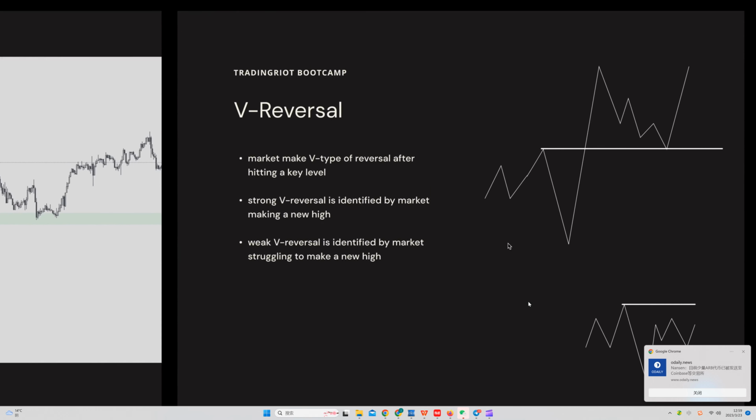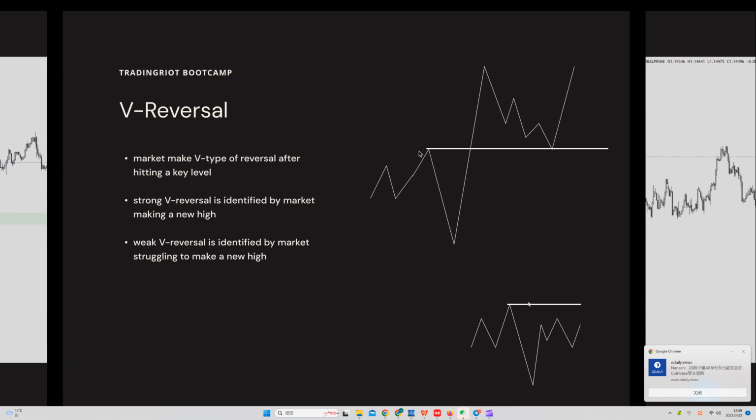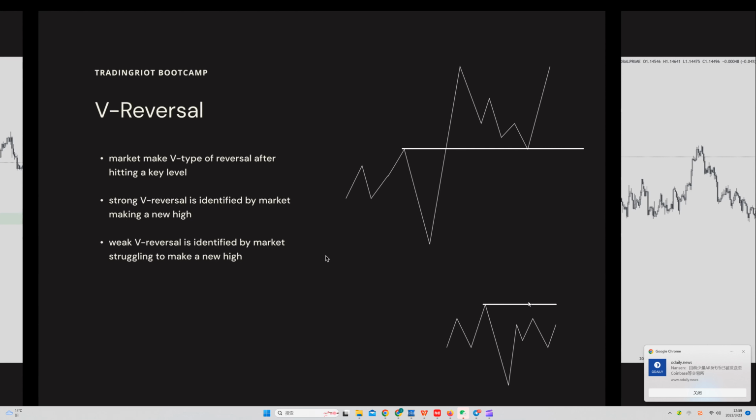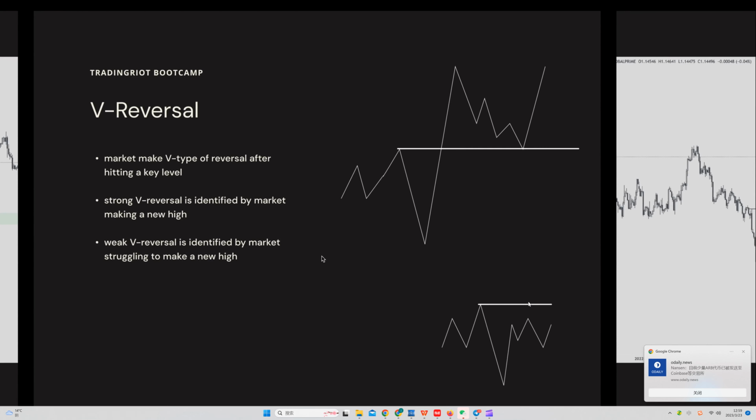V reversals usually happen when markets hit any sort of key level, and it's just a signal of a large pickup of buying and selling at the level. What they look like: market will make a sharp sell-off, but instead of any sort of continuation, it will just quickly go back up. This often happens in crypto, but also in any other markets, and there are two types of V-shaped reversals you should be paying attention to.